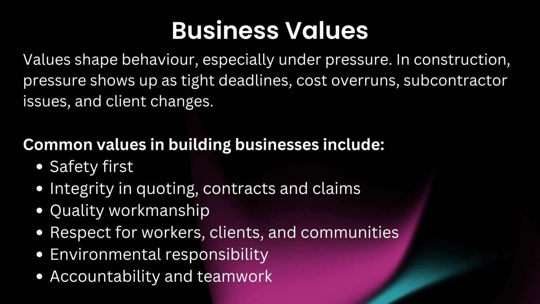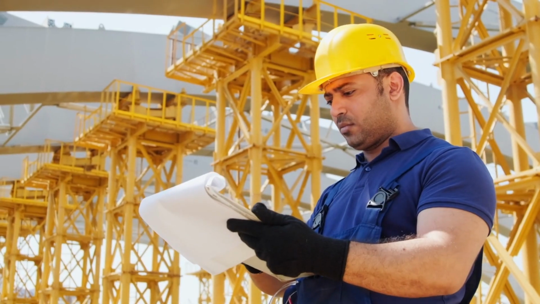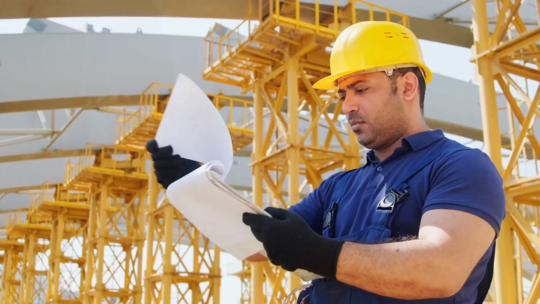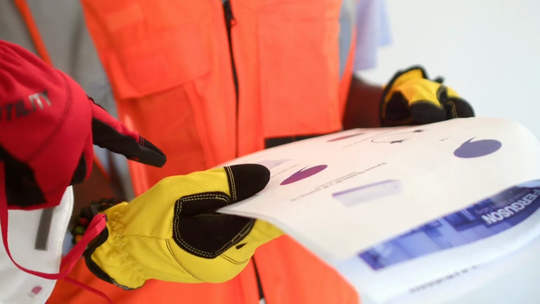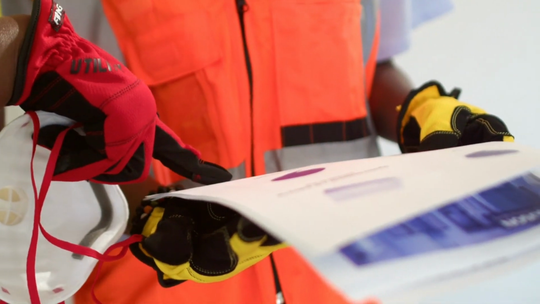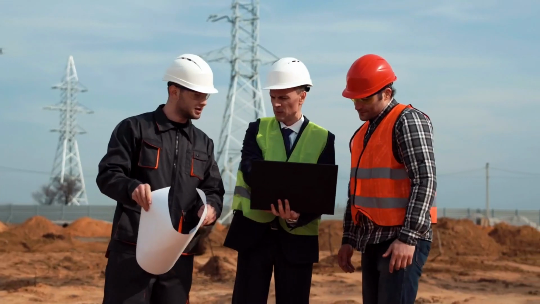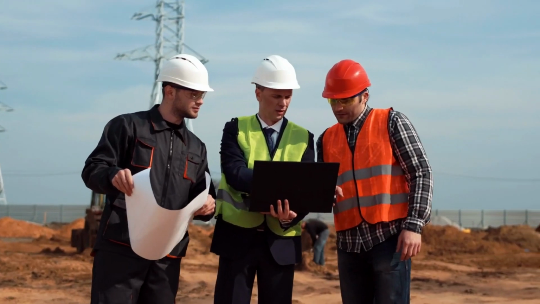Business values. Values shape behaviour, especially under pressure. In construction, pressure shows up as tight deadlines, cost overruns, subcontractor issues and client changes. Common values in building businesses include safety first, integrity in quoting, contracts and claims, quality workmanship, respect for workers, clients and communities, environmental responsibility, accountability and teamwork. Values should be visible in how you operate, not only written on a website. For example, if safety first is a value, it should appear in inductions and toolbox talks, supervisor expectations, subcontractor agreements, and decision-making when timelines are tight.